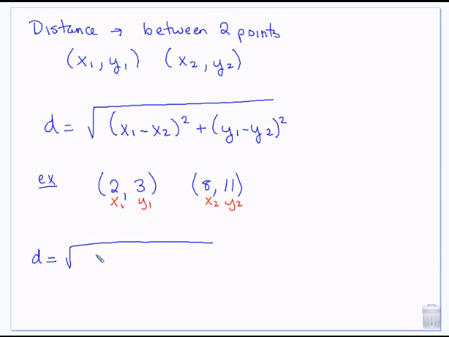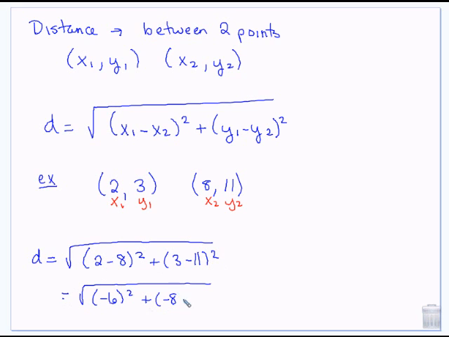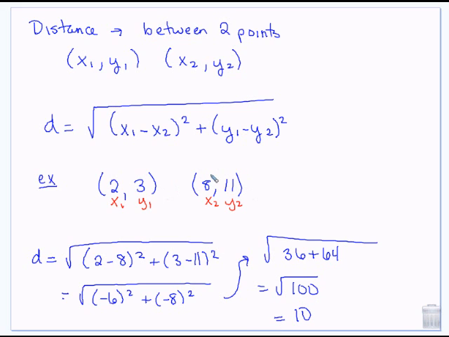So I plug those into the formula. I have 2 minus 8 squared plus 3 minus 11 squared. So that gives me negative 6 squared plus negative 8 squared, which gives me 36 plus 64, which gives me the square root of 100, which equals 10. So the distance between these 2 points is 10 units.